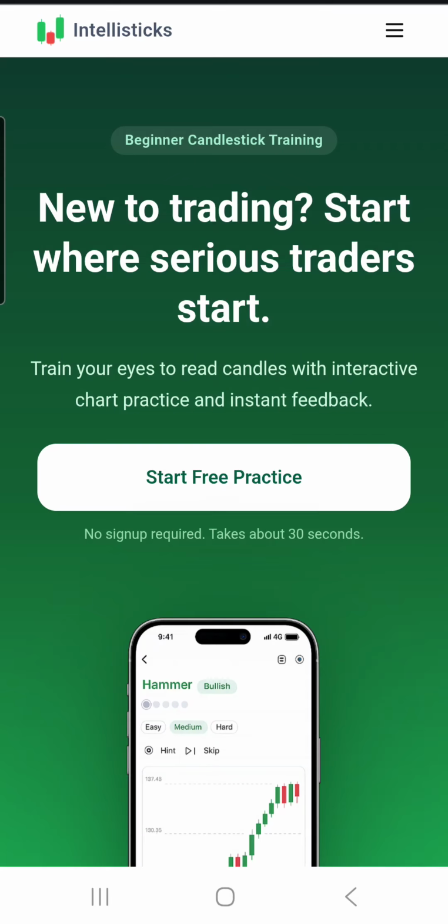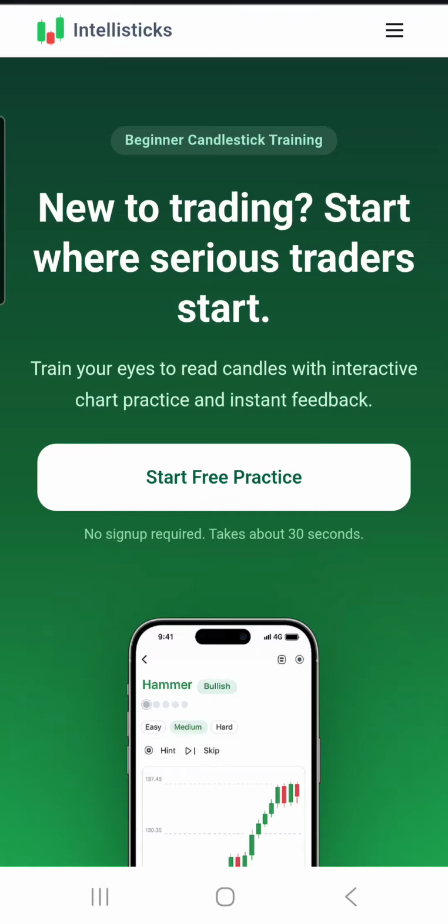Intellisticks is an interactive trading education app that we created. We started with teaching people how to identify Japanese candlestick patterns. Japanese candlestick patterns are really cool technical analysis tools. They give you an insight into what the market is currently doing, whether it's bullish or bearish. Once you learn them, you can identify high probability setups where you can either go long or short the market, depending on what pattern comes up.